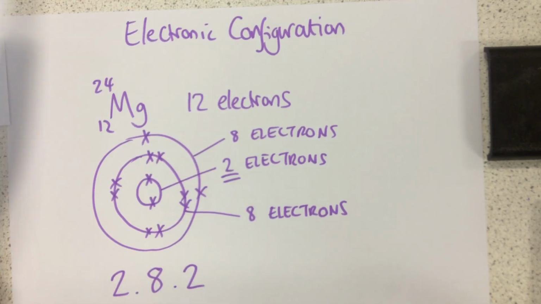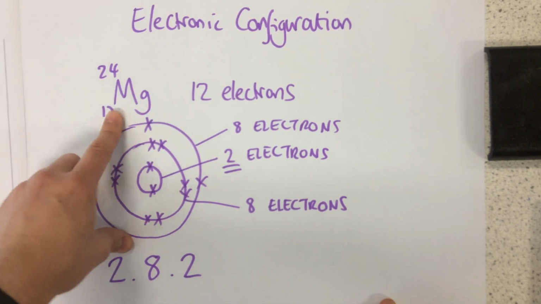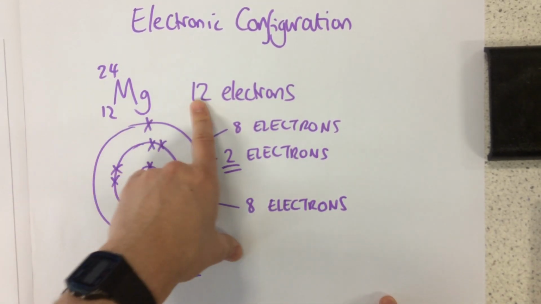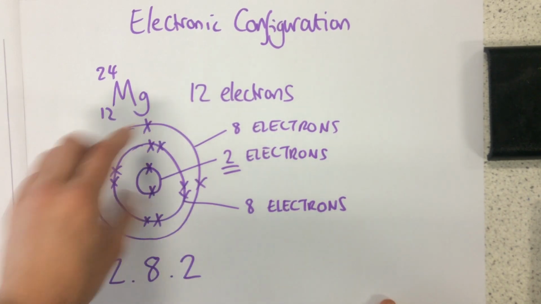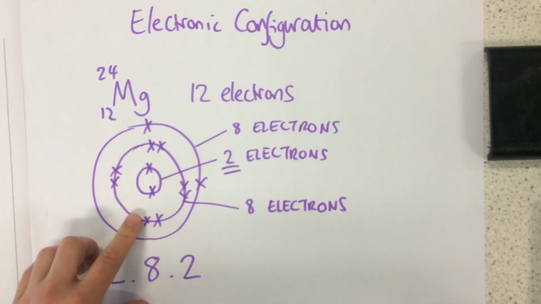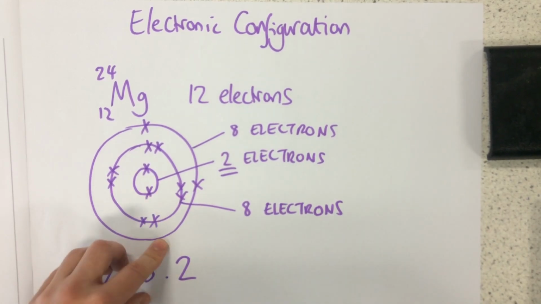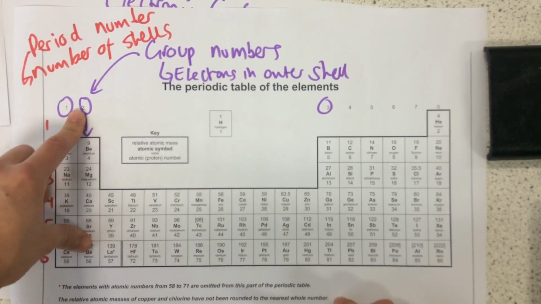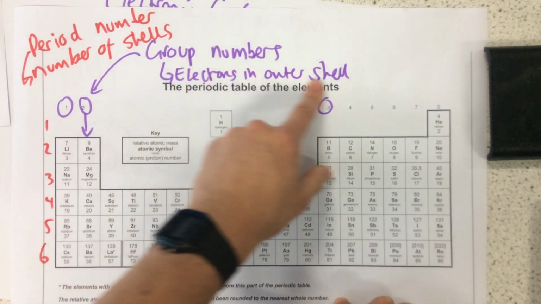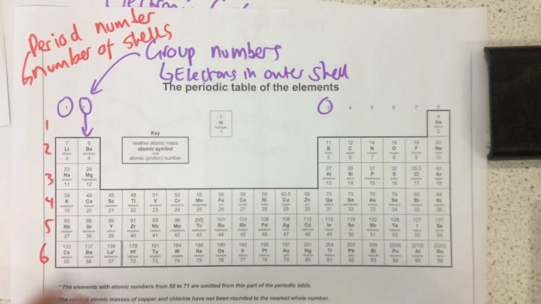So that's basically how electronic configurations work. First of all, you need to check the atomic number to see how many electrons you've got. You then always start in the inner shell and work your way out. The first shell can hold up to 2 electrons and every other one can hold up to 8. You only move on to the next shell once one is complete. And just to help us double check our work, the group number here tells us how many electrons are in the outer shell, and the period number here tells us how many shells in total.